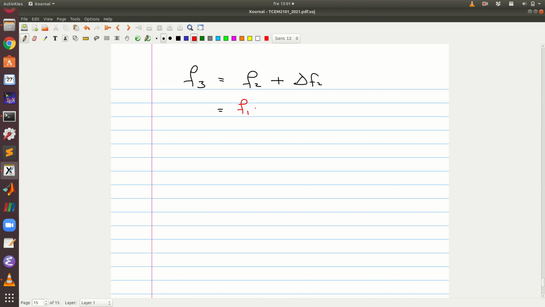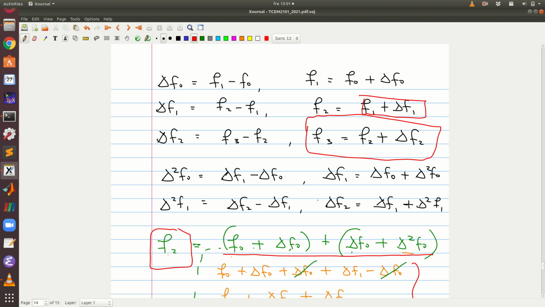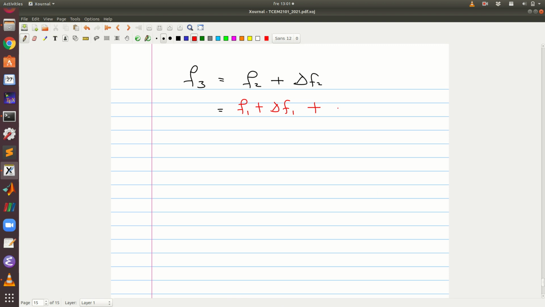So f2 is f1 plus the forward difference of f1, plus, do we have a substitution for the forward difference of f2? Yes, we do. The forward difference of f2 is forward difference f1 plus second forward difference f1. So this is going to be f1 plus 2 forward difference f1 plus second forward difference f1.